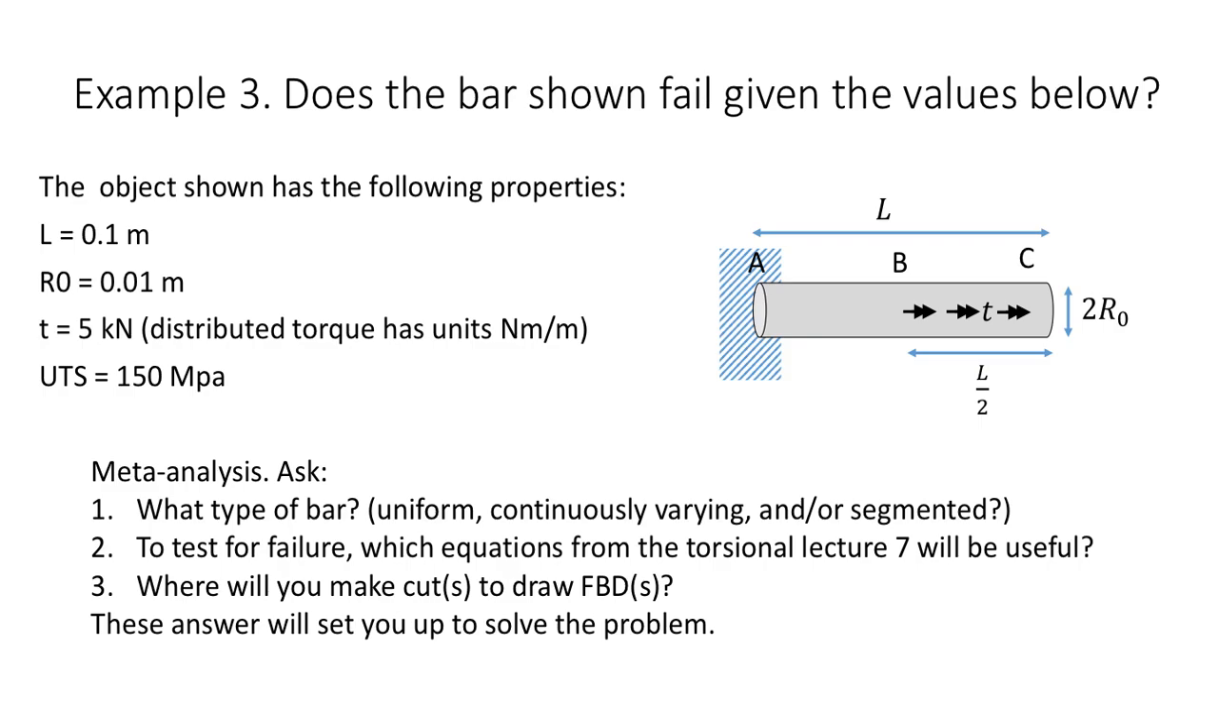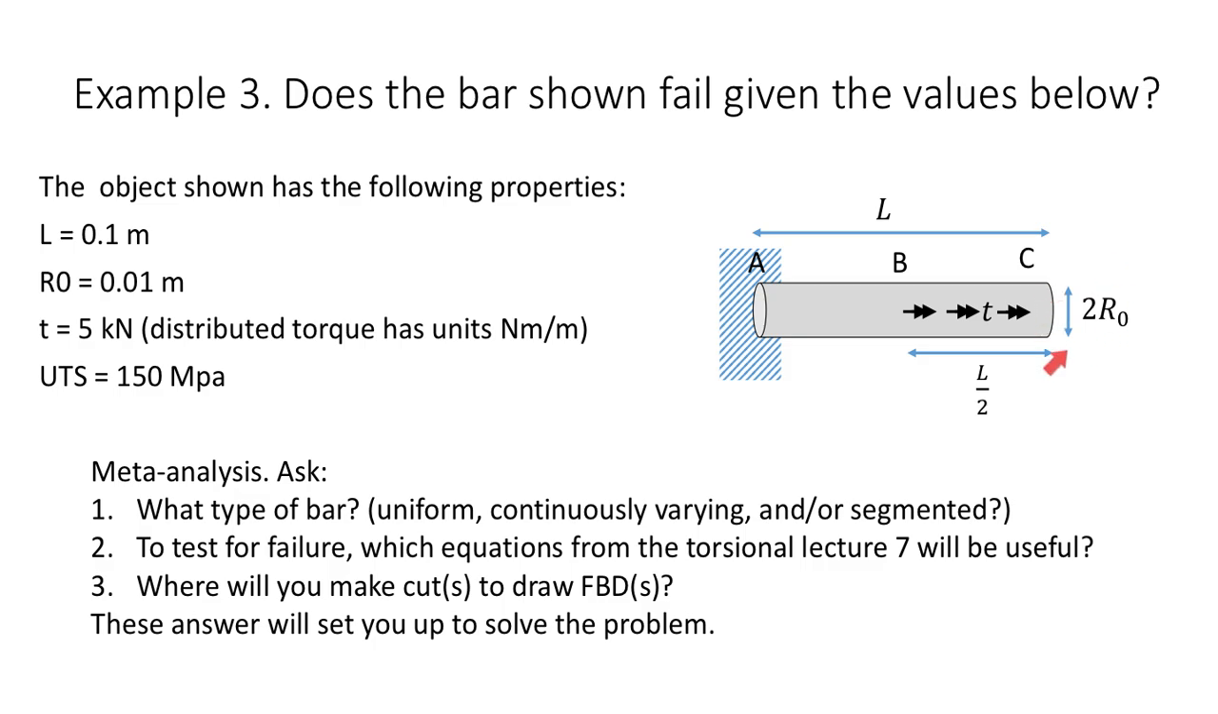This is an example of solving a problem for a torsional load with a distributed torque. And it also provides an example of testing whether the load causes the bar to fail. So we have an object here that has the following properties. The length is given at 0.1 meter.